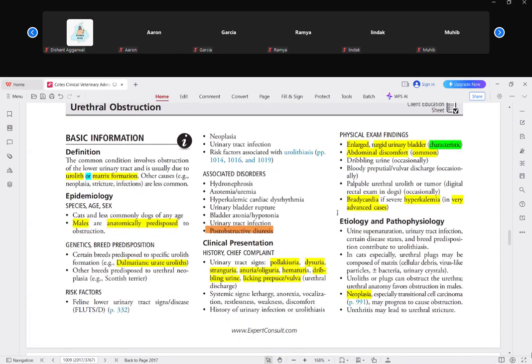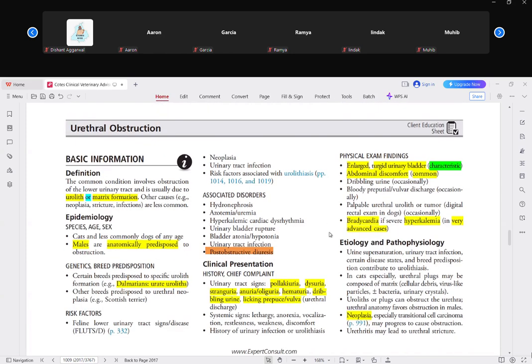On the physical examination, you will find an enlarged, turgid, tense urinary bladder. That is very much characteristic. You actually have to differentiate it from upper motor neuron signs. Just remember, the urinary catheter is actually our differentiating test. That's how we differentiate upper motor neuron disease from an obstruction. Upper motor neuron disease will have other signs, like lameness in an animal, but here you don't find that. Here you could also find bradycardia in the animal due to hyperkalemia.